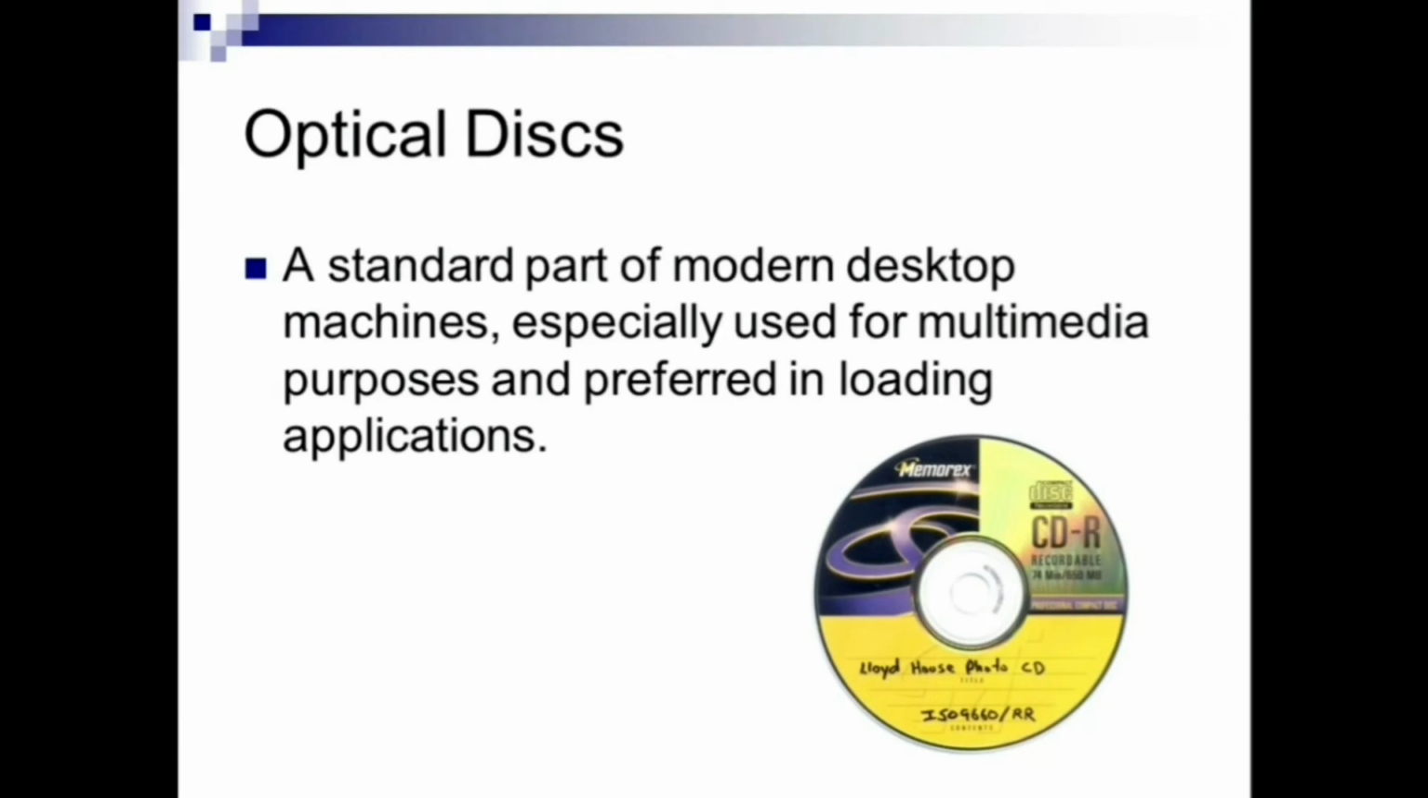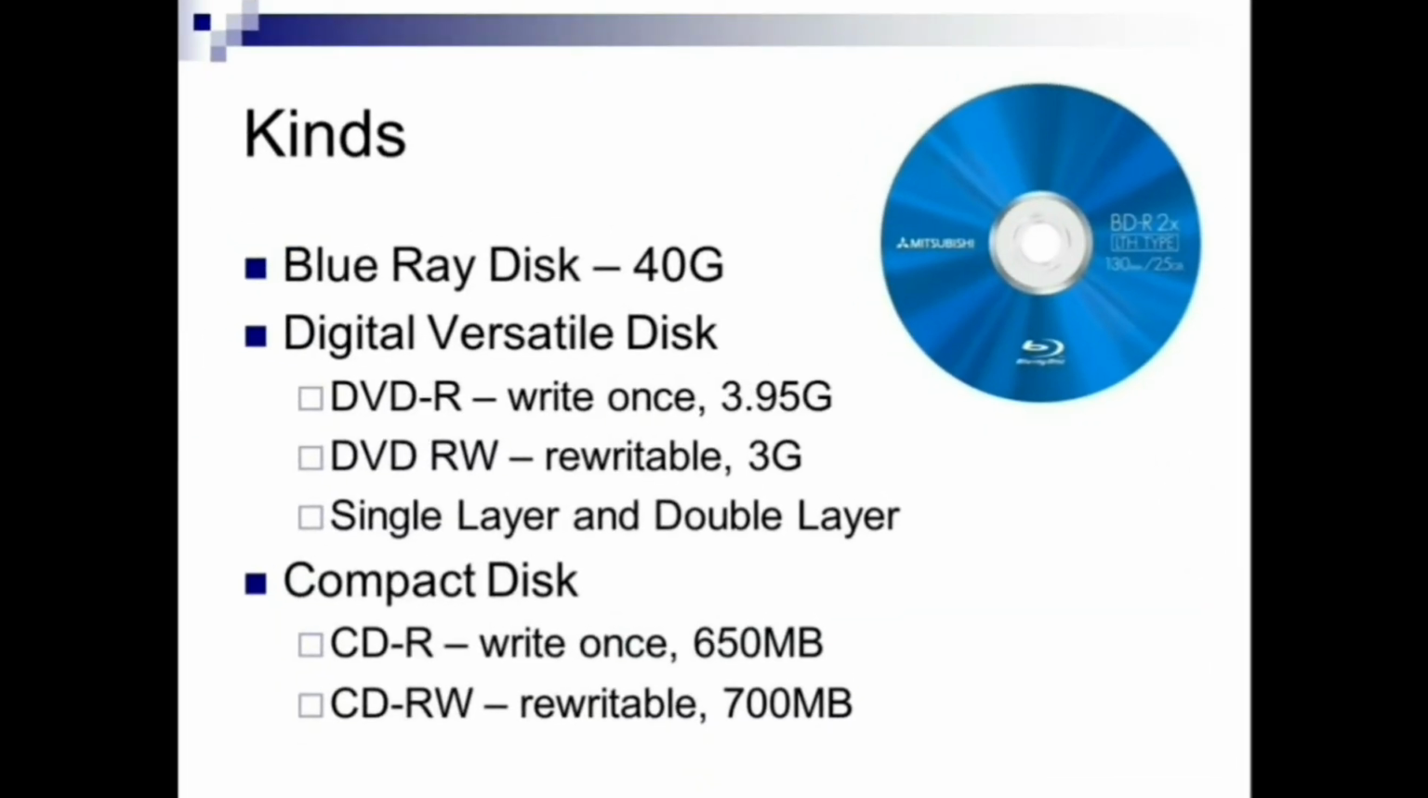Next secondary storage devices are optical disks. They are part of standard modern desktop machines, especially used for multimedia purposes and preferred in loading applications. Kinds of optical media are Blu-ray discs. They have the capacity of 40 GB. Then digital versatile discs or DVDs. DVDs can be write once or rewritable also. They can be single layered or double layered.